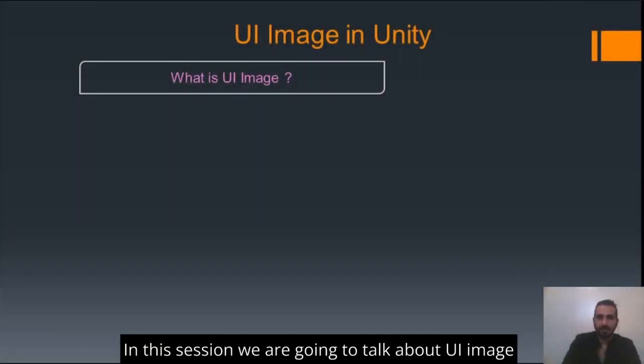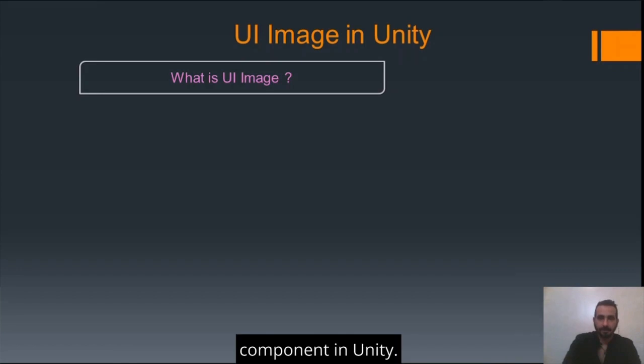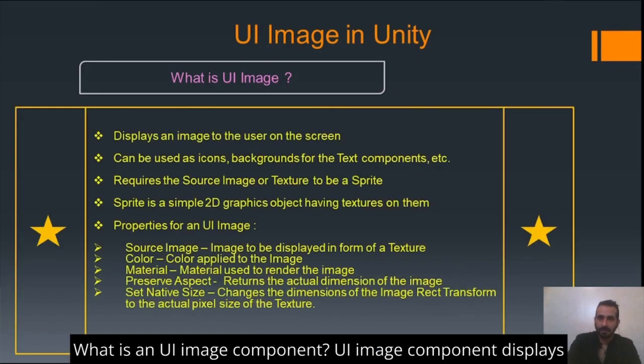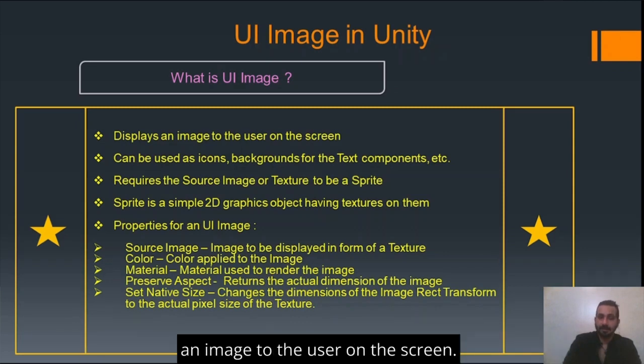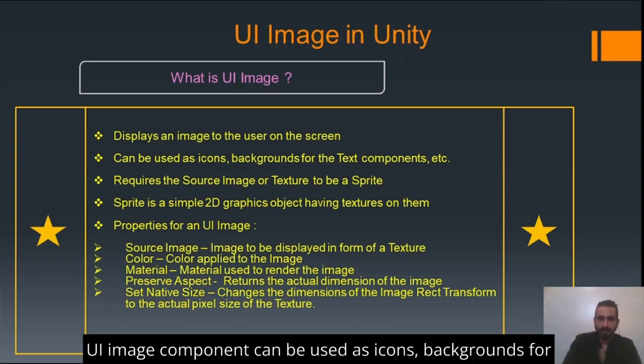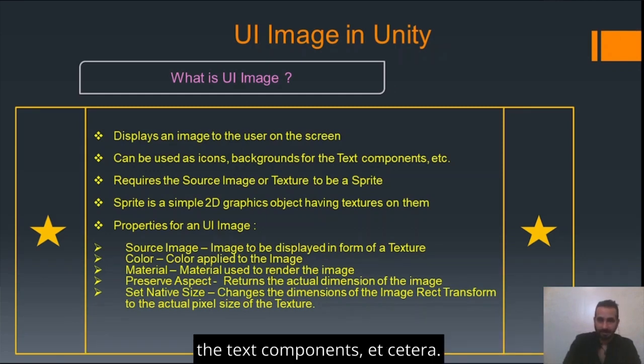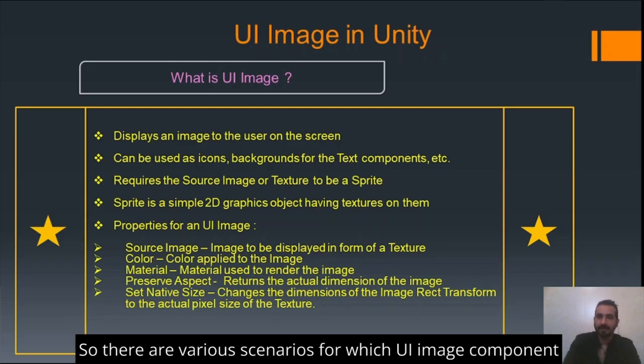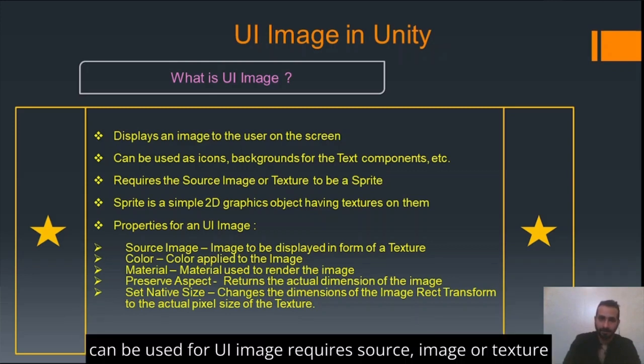In this session, we are going to talk about the UI image component in Unity. What is a UI image component? A UI image component displays an image to the user on the screen. It can be used as icons, backgrounds for text components, etc. So there are various scenarios for which the UI image component can be used.